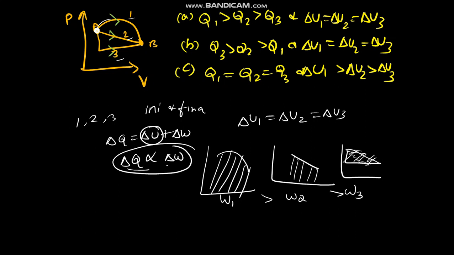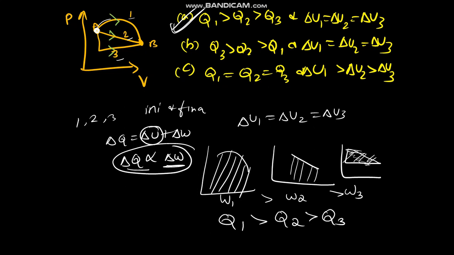Since delta Q is directly proportional to delta W, heat in the first process is greater than heat absorbed in the second process is greater than heat absorbed in the third process. So Q1 is greater than Q2 is greater than Q3, and delta U1 is equal to delta U2 is equal to delta U3.